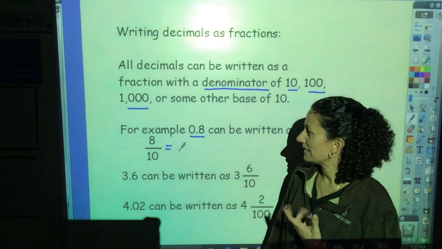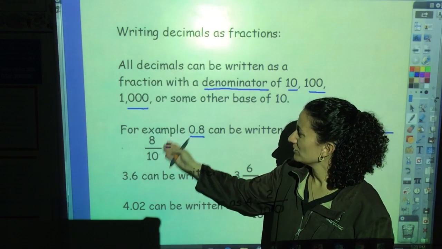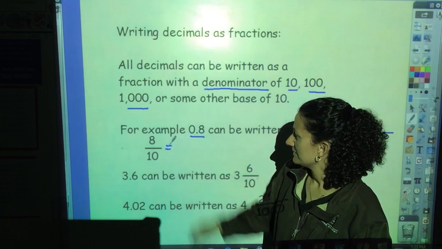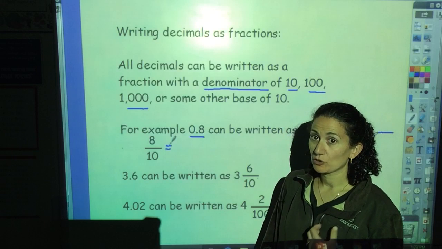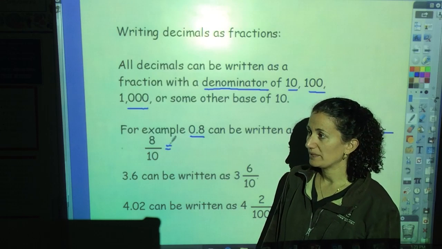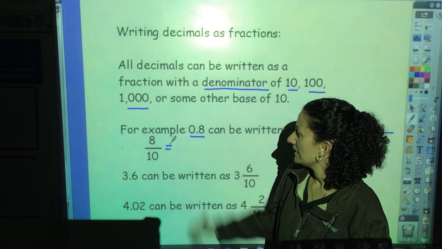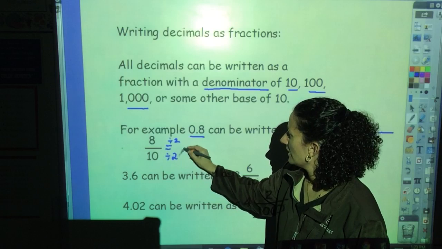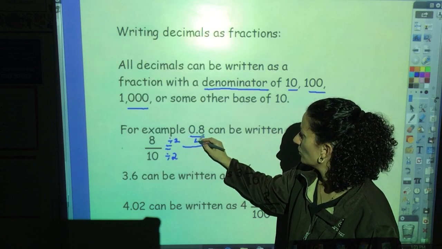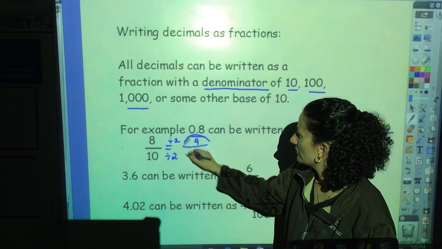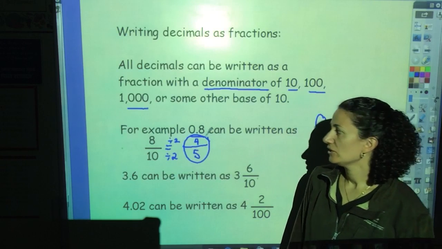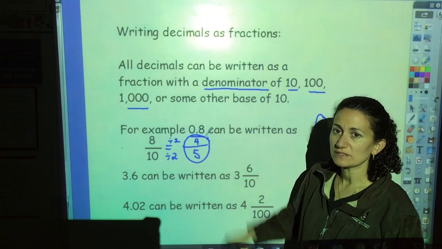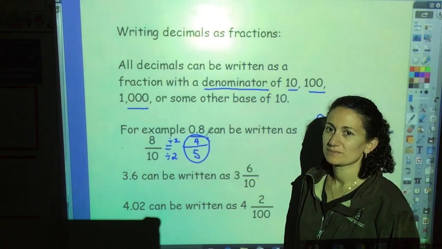Simplest form is when you ask yourself, what can I divide both of these numbers by? What number can go into both 8 and 10? I want you to think of the greatest common factor, so the biggest number that you can think of. In this case, it would be 2. So if I divide them both by 2, it would reduce to 4/5, okay? If you can, I do want you to simplify your fraction. So 0.8 as a fraction in simplest form is 4/5.